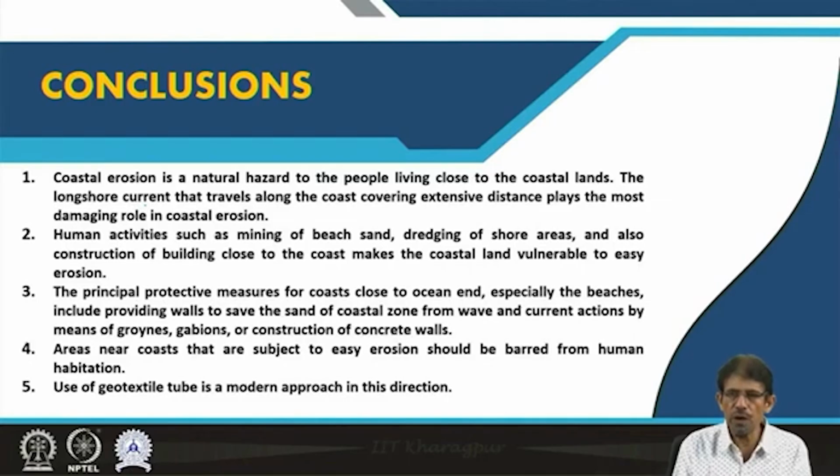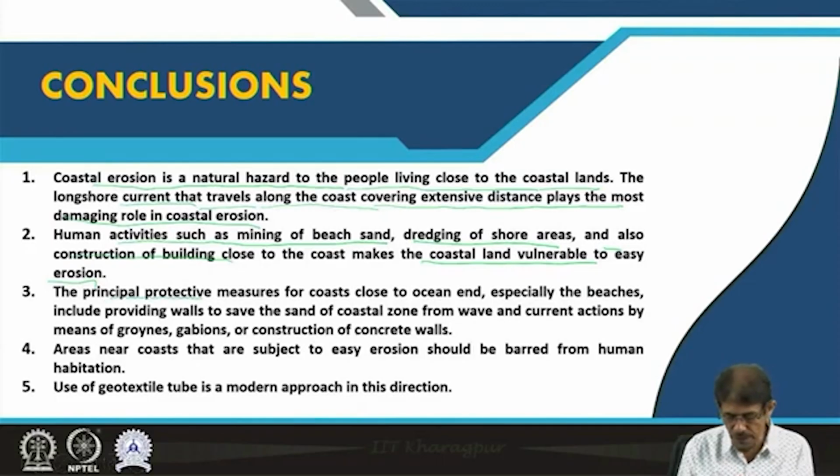If we are going to conclude about this important aspect, we can say that coastal erosion is a natural hazard to the people living close to the coastal land, and the longshore current, which travels along the coast covering extensive distance, plays the most damaging role in coastal erosion along with tides, and sometimes tsunami. Human activities such as mining of beach sand, dredging of the shore area and also construction of buildings close to the coast make the coastland vulnerable to erosion and enhance the erosional hazards.